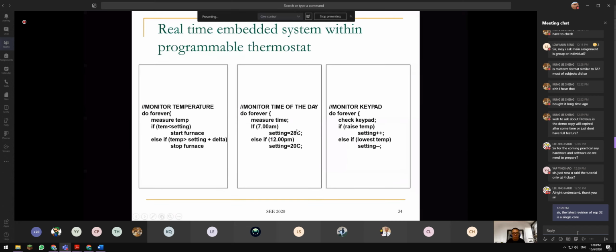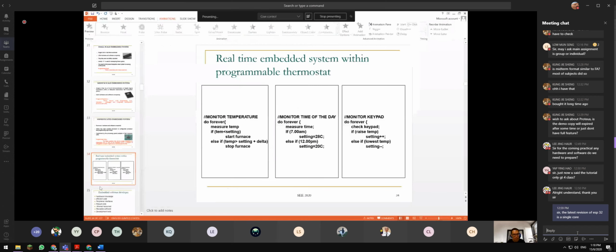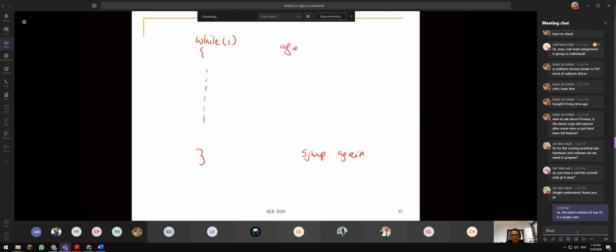Let's talk about real-time embedded systems. Just a brief introduction. Still remember those days when you wrote your program? You have a while loop in your code, then you short jump again, correct? In your assembly code, again is here. So this thing keeps on repeating. Am I right? Yes, of course.